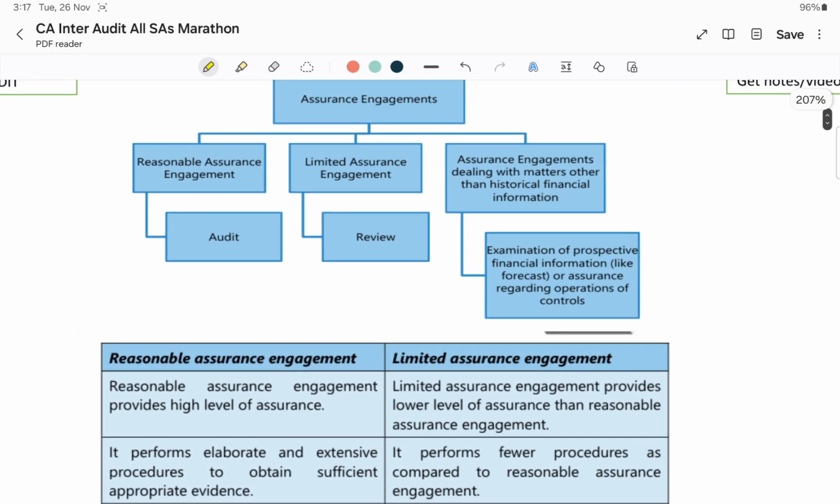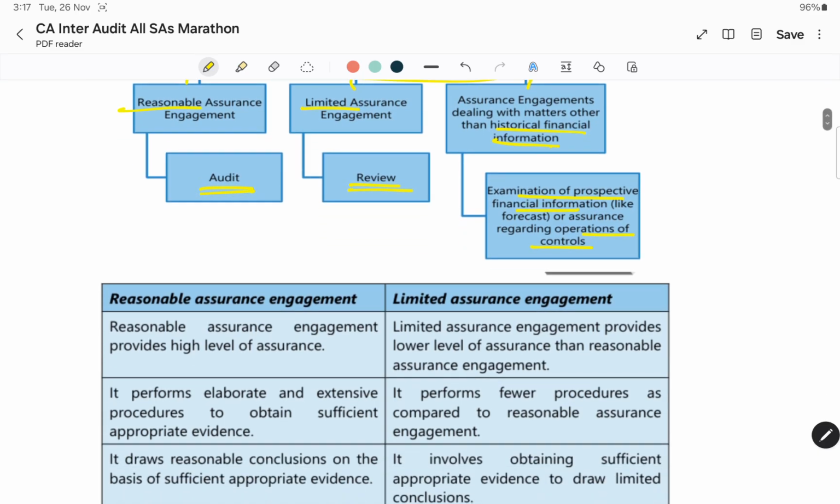Okay. Assurance engagement. There are three types of assurance engagement. First is a reasonable assurance engagement, second is a limited assurance engagement, and third is an assurance engagement dealing with matters other than historical financial information, which is an examination of prospective financial information like forecast, or assurance regarding the operations of control. Limited assurance engagement is a review, and reasonable assurance engagement is an audit.